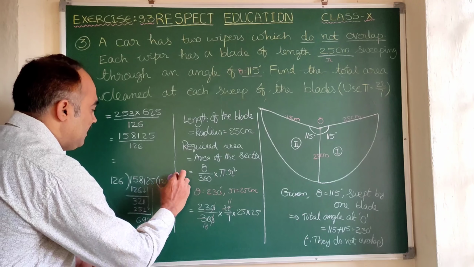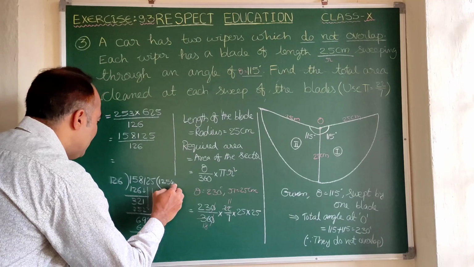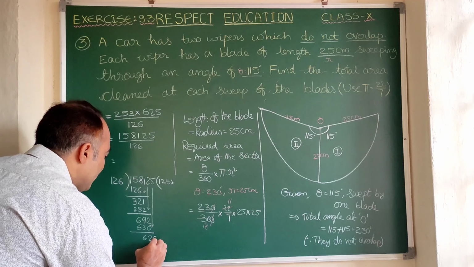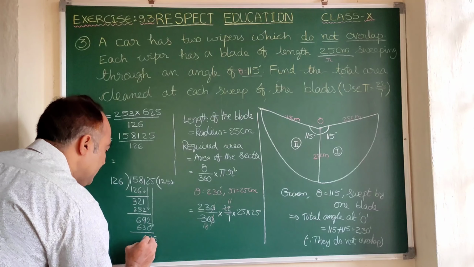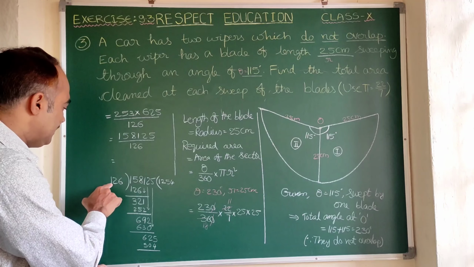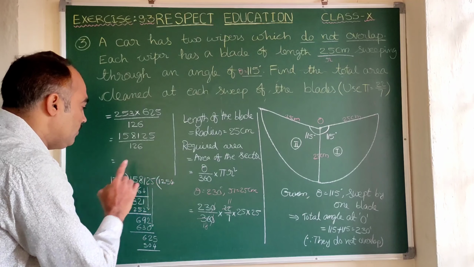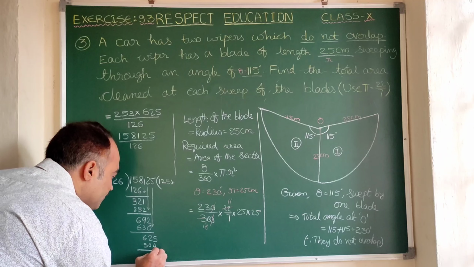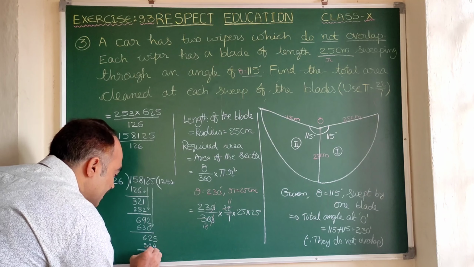So here let us write 4. 4 6 are 24. 2 is there. 4 12 are 48 plus 2 is 50. If we take 5 times it is 630. So here the required value is 625. So only we can take 4 times. 5 minus 4 is 1. Here this is 61 minus 50 is 11.